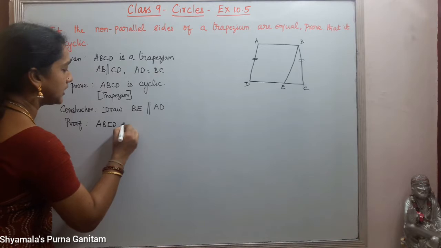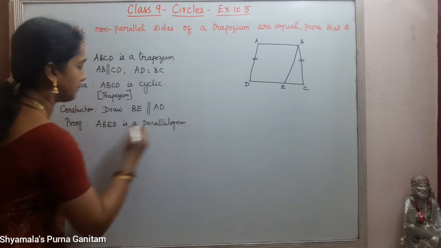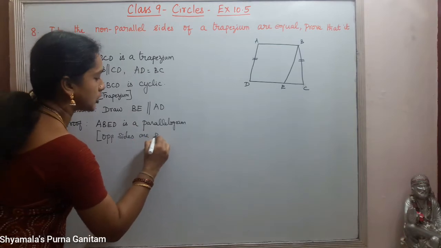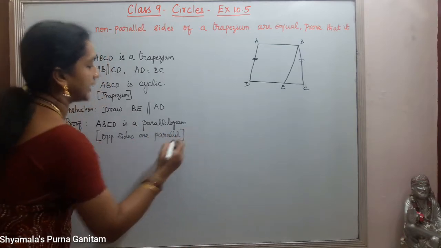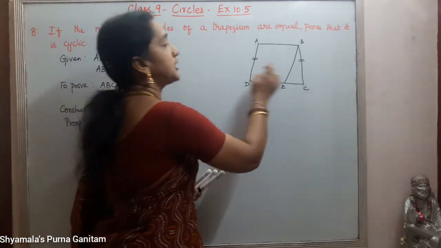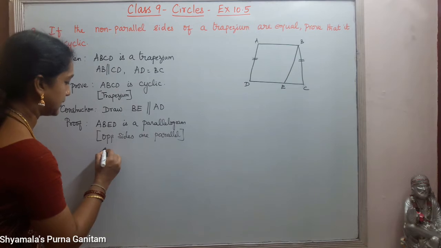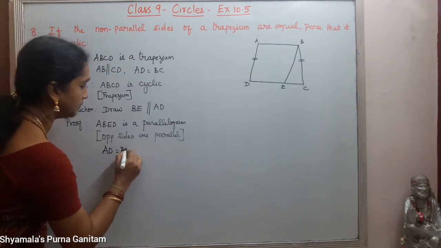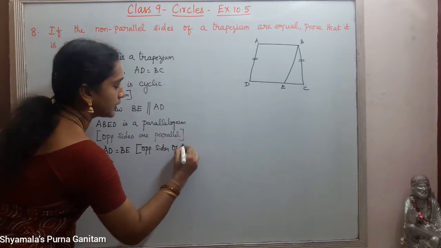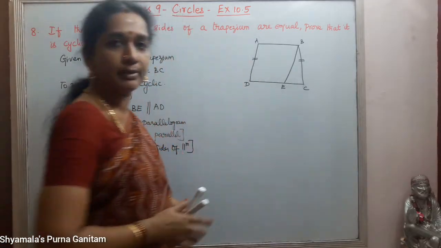How is it a parallelogram? Opposite sides are parallel. Since opposite sides are parallel, we can say that ABED is a parallelogram. Since it is a parallelogram, opposite sides will be equal. So, AD equal to BE. Opposite sides of a parallelogram are equal. So, AD equal to BE.